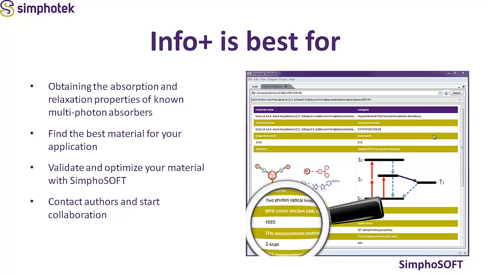In Info Plus, we collected the material properties which are usually missing in the existing online databases. These are essential for running material characterization experiments. With Info Plus, you can start by obtaining absorption and relaxation parameter values of multiphoton absorbing materials. But you can also run simple inquiries to find the best material with desired spectral properties suitable for your particular application. You can port such properties to our simulation software SymphoSoft to validate the measurements and to improve the material performance.